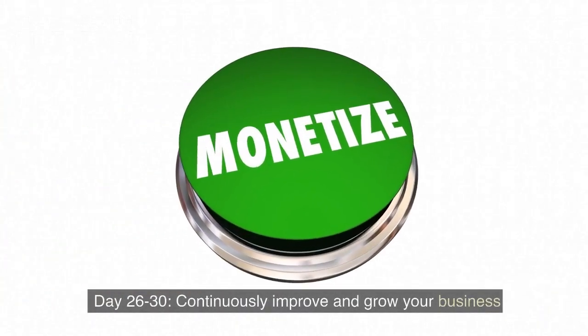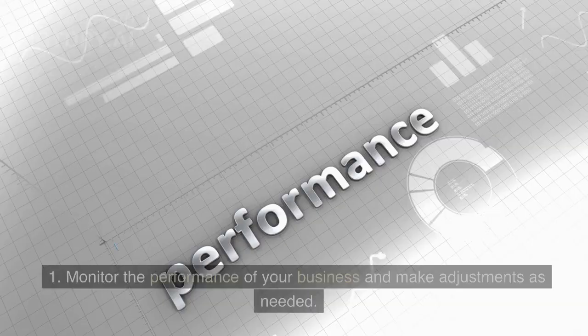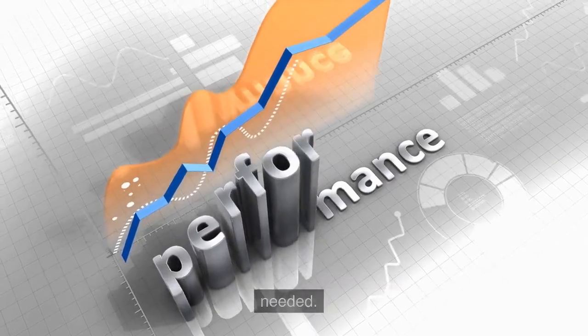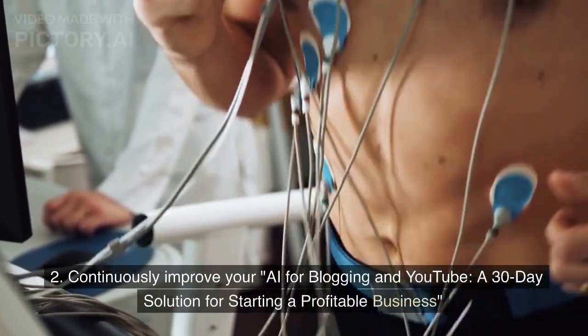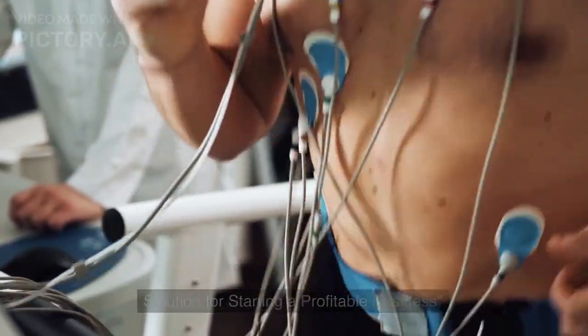Day 26 to 30, continuously improve and grow your business. 1. Monitor the performance of your business and make adjustments as needed. 2. Continuously improve your business. AI for Blogging and YouTube, a 30-day solution for starting a profitable business.